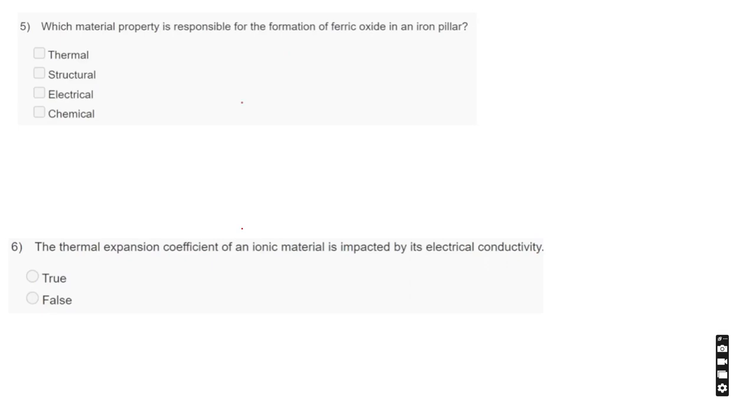Let us see the next question, the fifth one. Which material property is responsible for the formation of ferric oxide in an iron pillar? Ferric oxide is nothing but corrosion. Okay. So it is nothing but a chemical property.